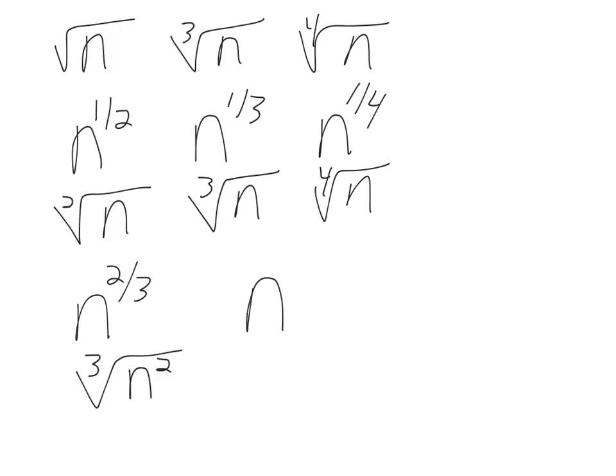Let's try another one here. So that'd be to the 4/5. Once again, the bottom number goes outside in the radical, and that's the index, and then the top number in the numerator goes inside there. So that'd be the 5th root of n to the 4th.